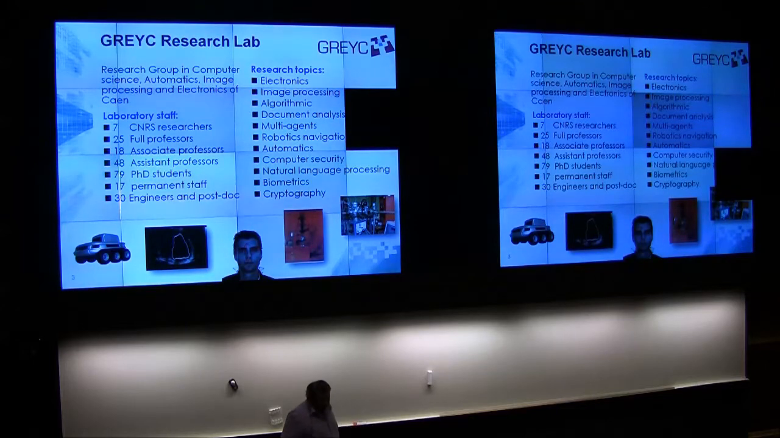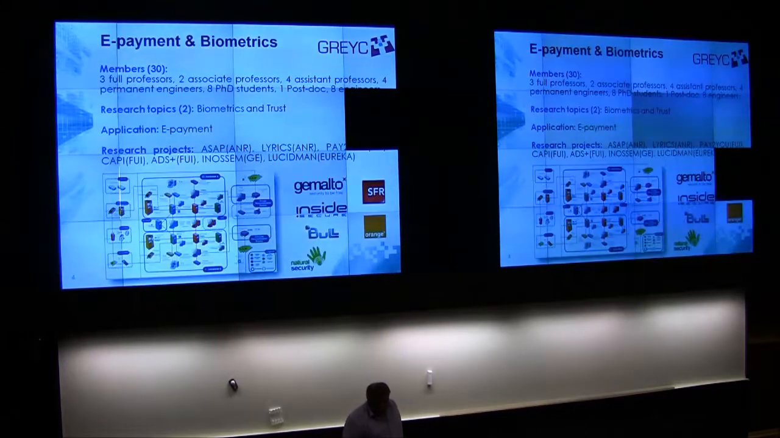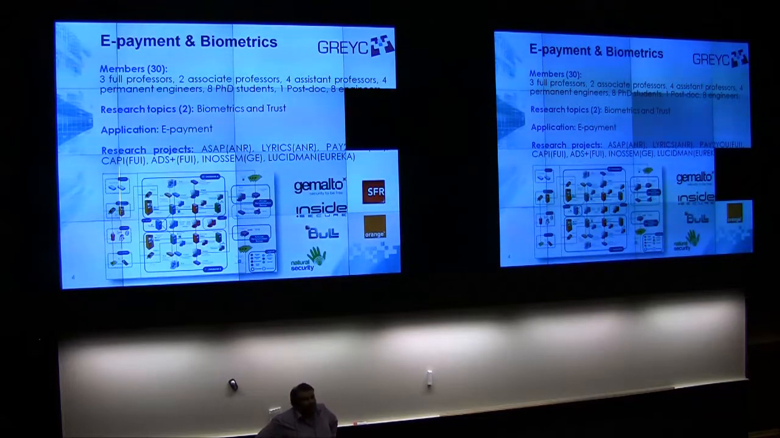So, just a very quick presentation of the research lab. We are 230 people working in the field of computer science. As we are many people, we are working on different research topics, and today I will focus on computer security. In this research lab, we have 8 research units, and I lead one of them, called e-payment and biometrics. In this research unit we are about 30 members, working on 2 research topics. The first is biometrics, and the second is trust. When we talk about trust, we talk about computer security, security architecture, and also privacy.